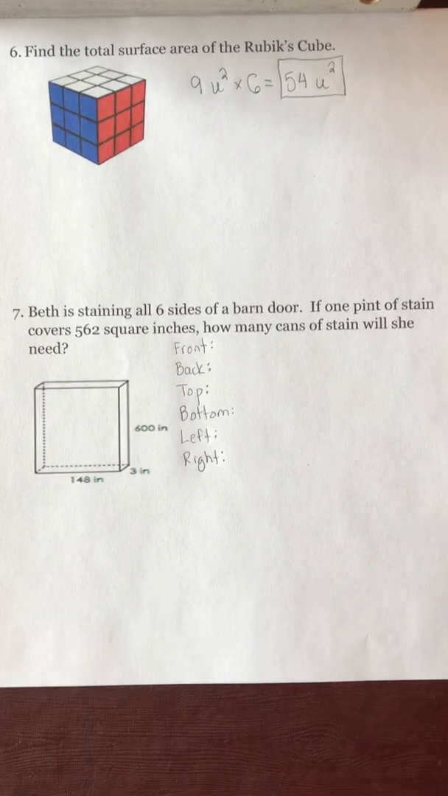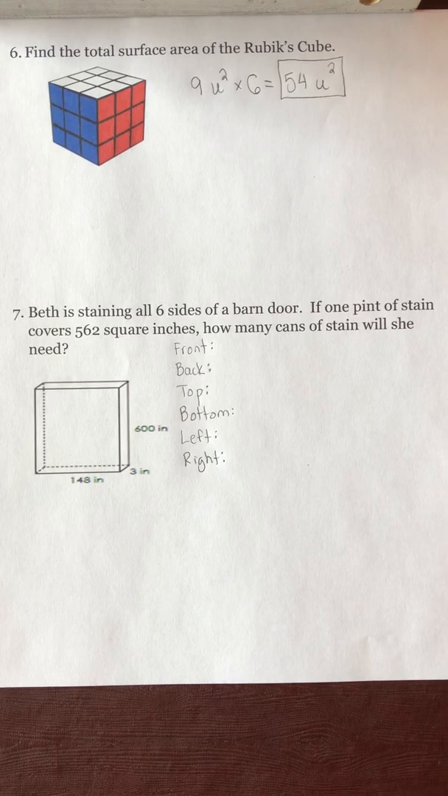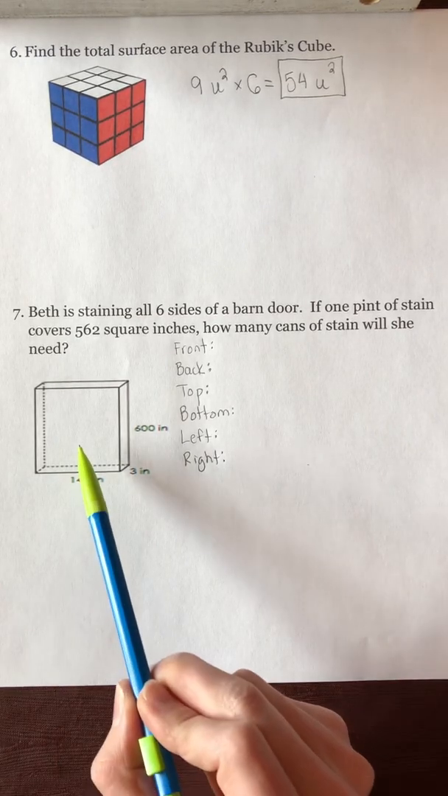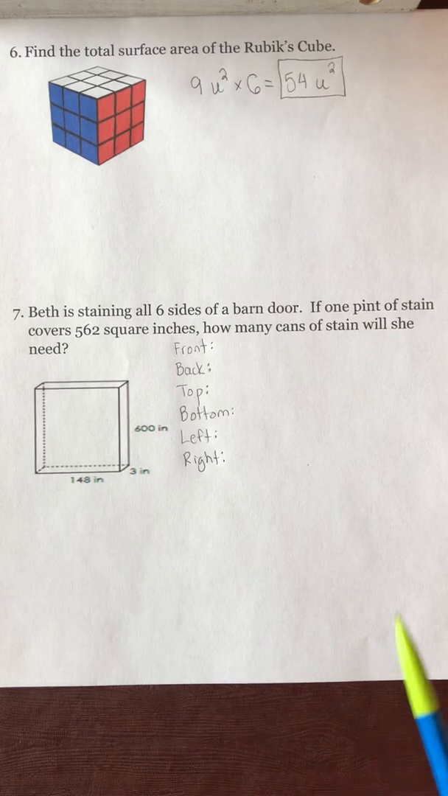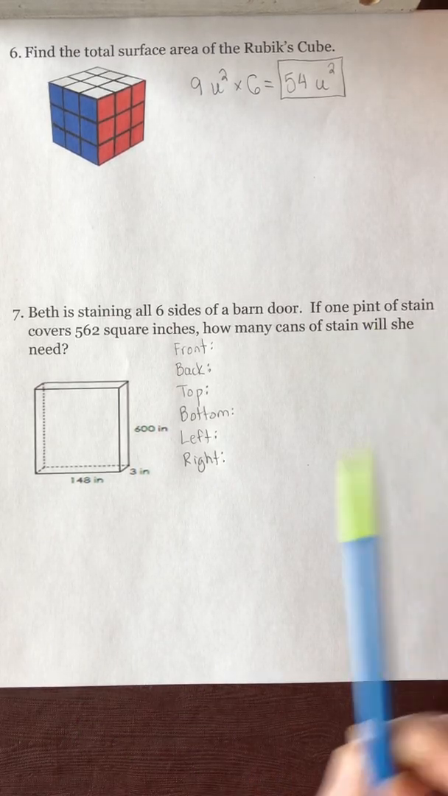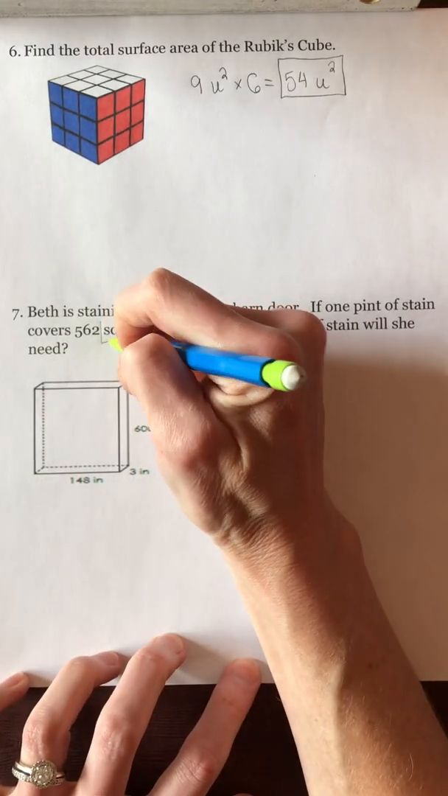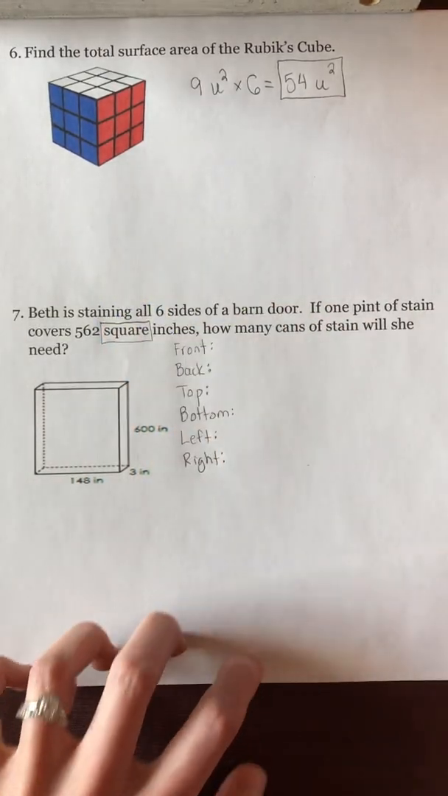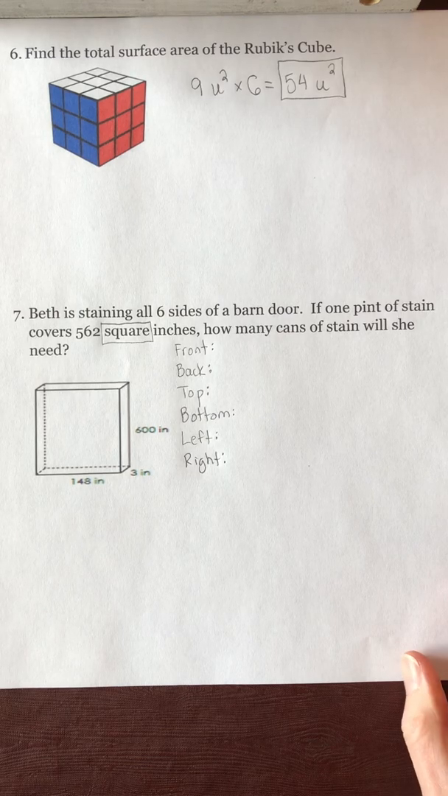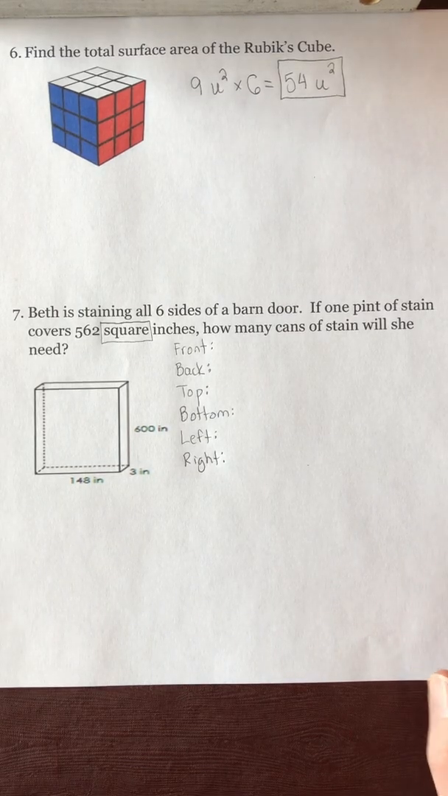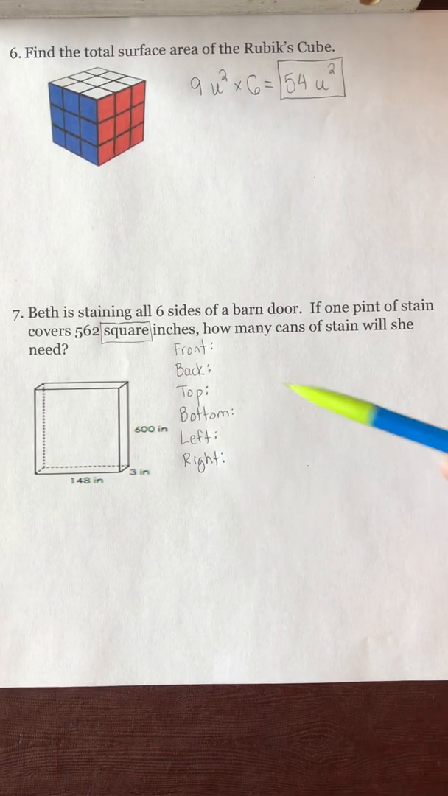Okay, number 7, Beth is staining all 6 sides of a barn door. So that lets me know she's including all 6 faces. If 1 pint of stain covers 562 square inches, that's a hint that I'm dealing with surface area. How many cans of stain will she need? Okay, so the first step is going to be to find the surface area.